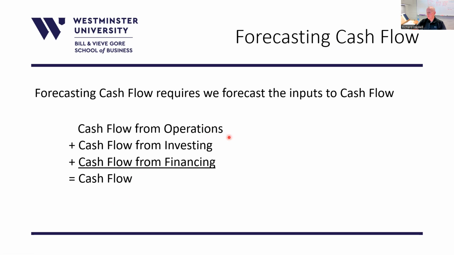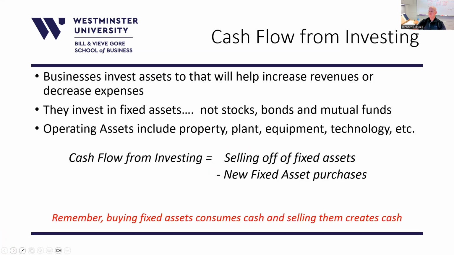So we've looked at cash flow from operations briefly, and we'll look at this in some spreadsheets in a few minutes. And now let's look at cash flow from investing, and then we'll move on to cash flow from financing. Well, what do businesses invest in? They invest in things that will help them either create revenue or reduce expenses. Unless it's an investment business, like a wealth management firm or an investment advisory firm or an investment bank, businesses don't invest in stocks, bonds, and mutual funds. They invest in fixed operating assets, various types of property, plant, and equipment.